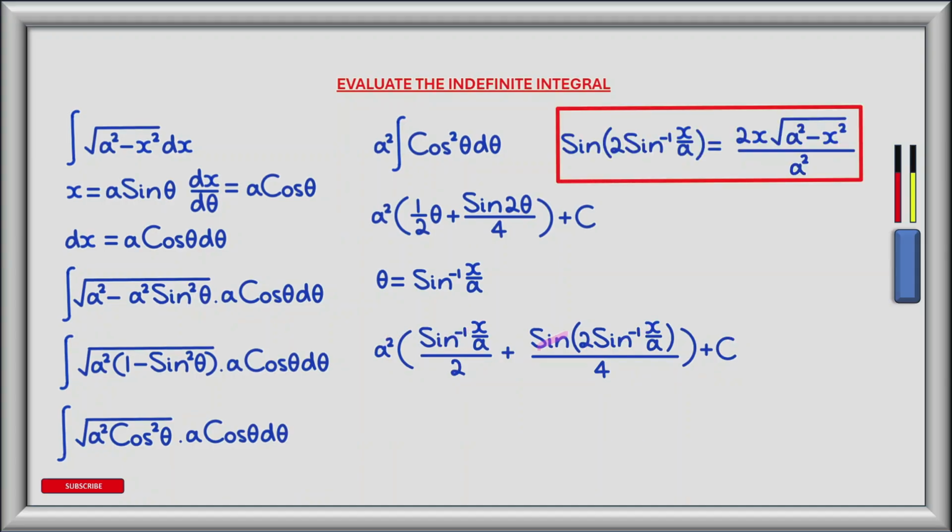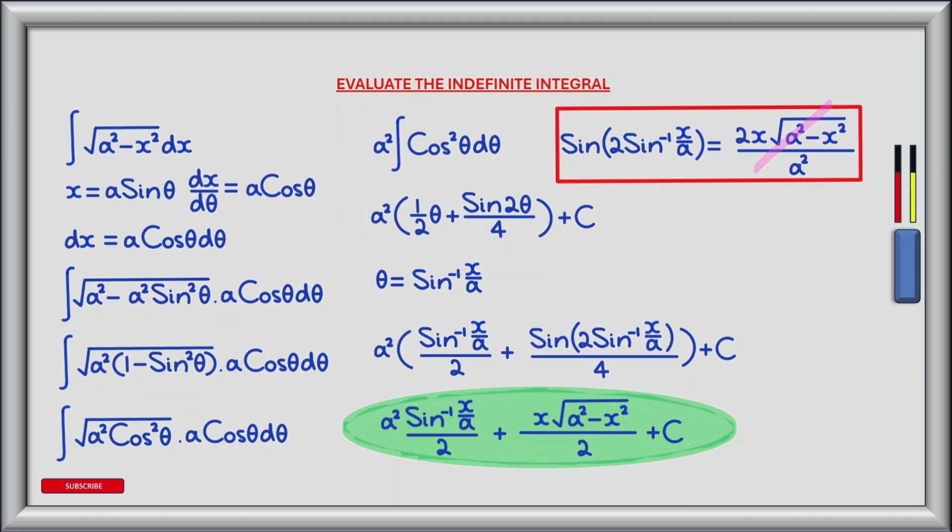Now the sine of 2 sin⁻¹ of x over a simplifies to 2x multiplied by the square root of a² minus x² divided by a². So now if we substitute this expression back in here, we get our final answer, which is a² multiplied by sin⁻¹ of x over a, all divided by 2, plus x multiplied by the square root of a² minus x², all divided by 2, plus a constant of integration.